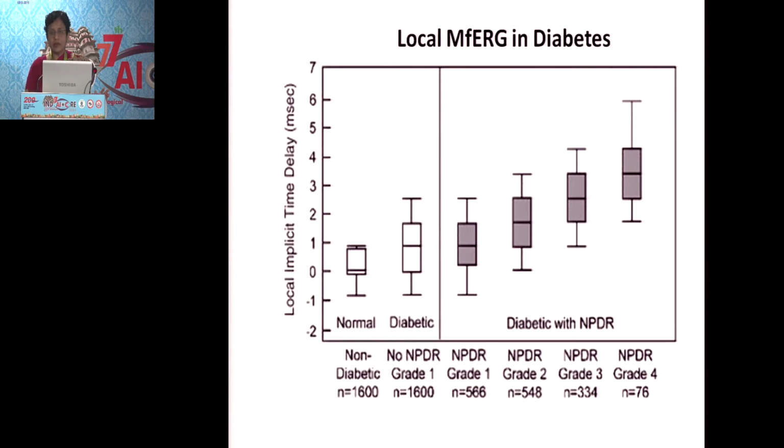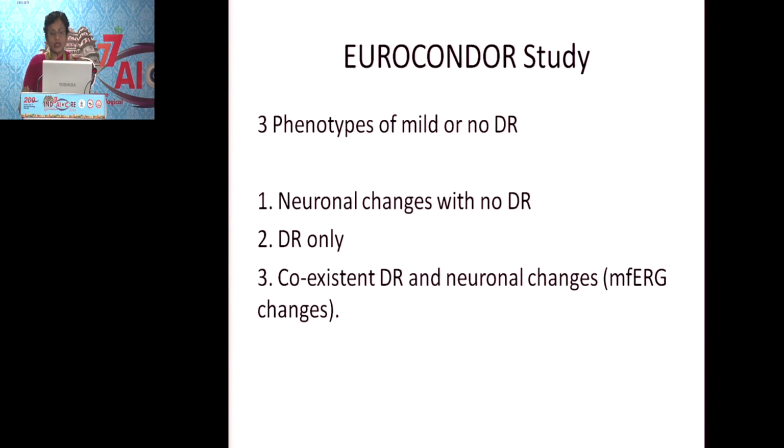We know from several visual function tests, an example here being the multifocal ERG, that in diabetes, even before the onset of diabetic retinopathy, you see a delayed implicit time, which progresses as the retinopathy worsens. But if that is the case, the EUROCONDOR study, which was recently published, showed that actually it isn't the case.